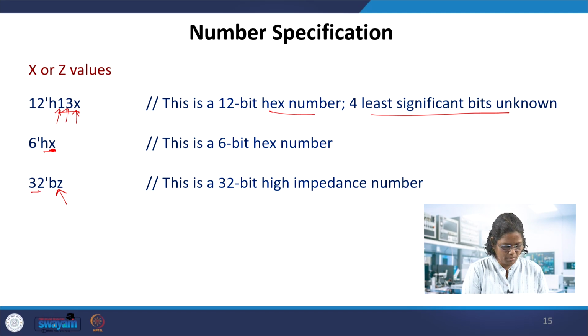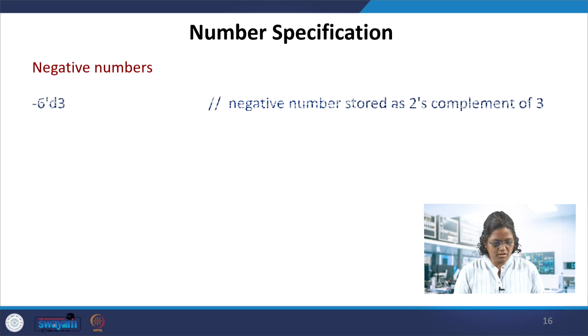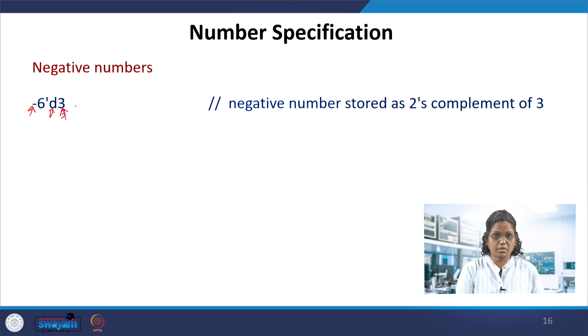So here the 32-bit high impedance state, or high impedance number, is to be considered: Z. So x and z have some meaning in Verilog. Negative numbers, how do we represent them? The minus sign goes at the very front, then the size, for example 6 bits, then the apostrophe, d is the decimal base, and 3 is the number to be specified.